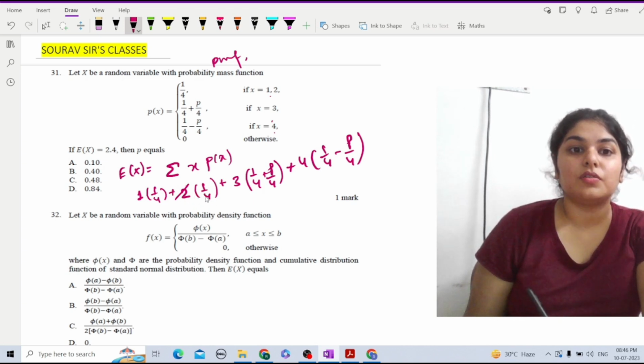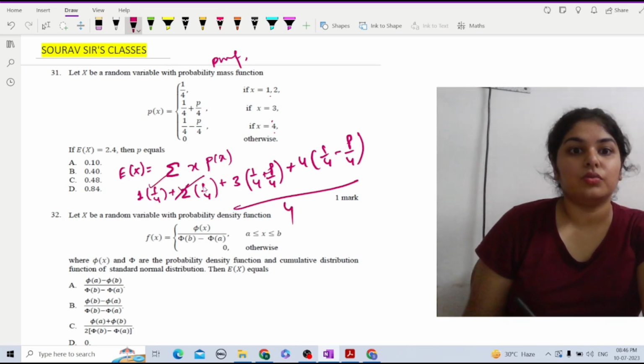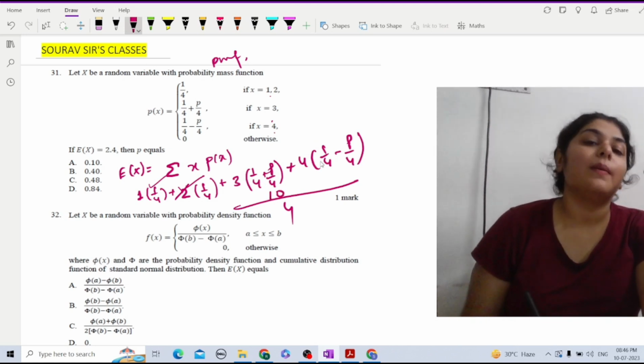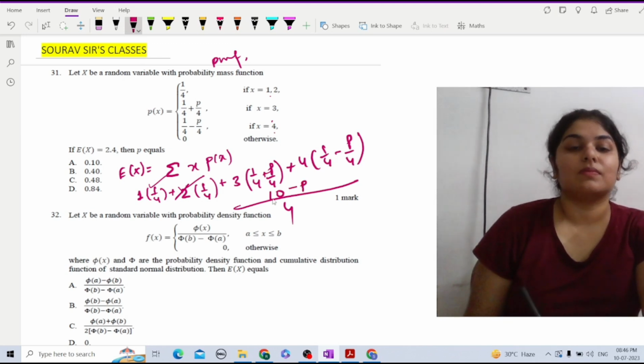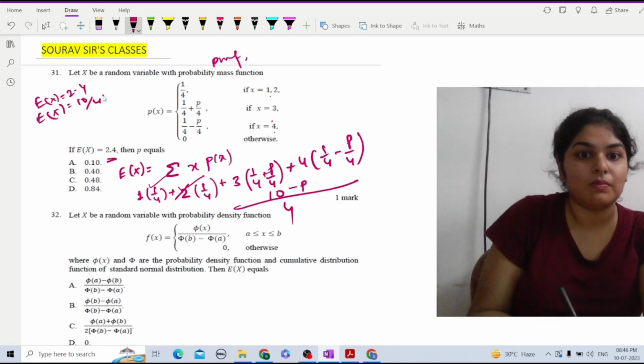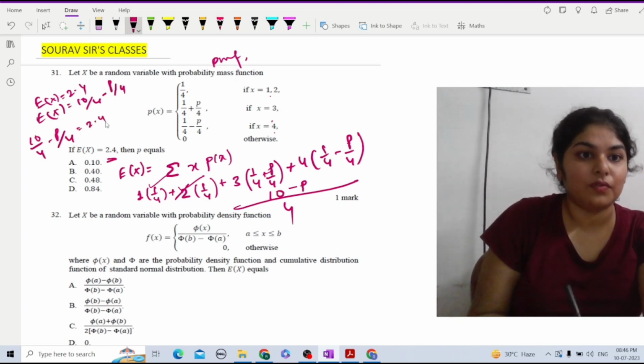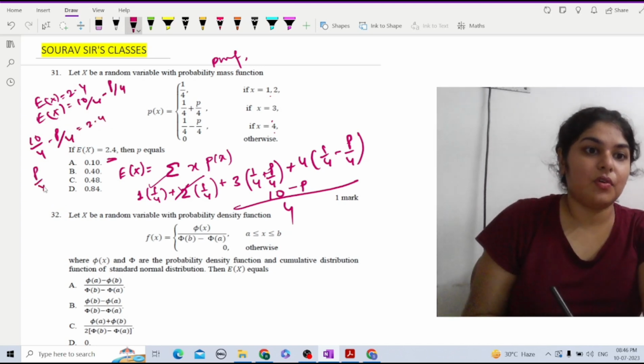Since we have 4 in the denominator, we will not take the lowest term now, we will just take this as 4. Here we have 1 plus 2 is 3, plus 3 is 6, plus 4 is 10, and for the p's, we have 3p minus 4p, so that is minus p. So E[X] equals 10/4 minus p/4, and this equals 2.4. That means 10/4 minus p/4 is equal to 2.4. Now p/4 is equal to 10/4 minus 2.4.